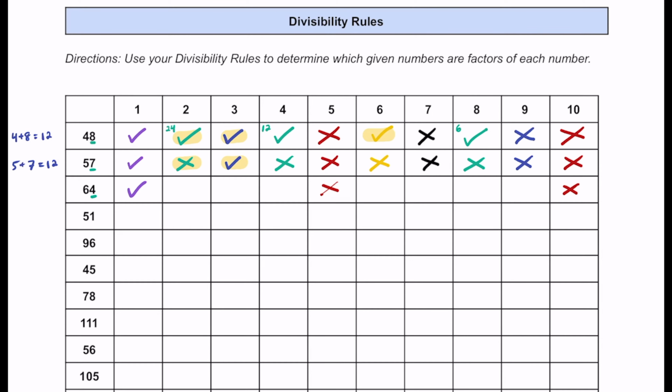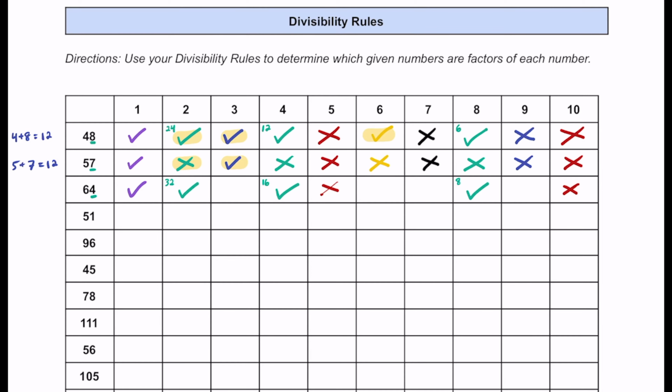Last digit is a 4, so it's even, so you can take half of 64. Half of 64 is 32, so that one does work. Now 32 is an even number, so you can take half of that again, so that's going to work. Half of 32 happens to be 16. Now 16 is still an even number, which means that you can do 8. Half of 16 is going to be 8. So again, the rules for 2, 4, and 8 is if you can keep dividing it by 2 3 times.